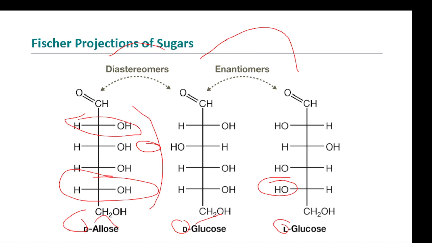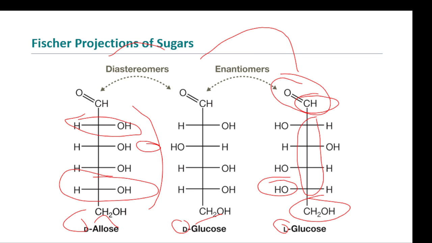All right. Now, notice that for these ones right here, we stopped doing those Fisher projections. Why do we stop doing that? Not a straight chain. This isn't a straight chain anyways. 99% of the glucose in your blood is going to be in the ring form. But if you look at these carbons here, all of those carbons are chiral, aren't they? What about this one?